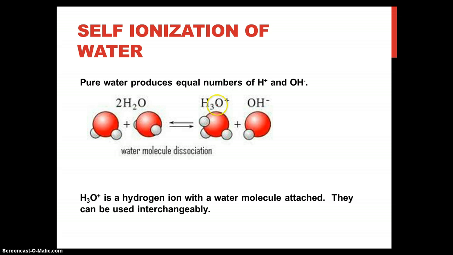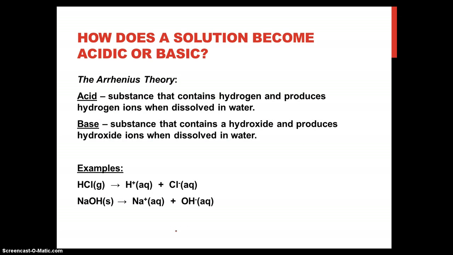Now, the H3O+ is called hydronium. And it's actually the same thing as H+. We don't always use the water that the hydrogen is attached to. Sometimes we leave the water part out. So we can say that a hydronium ion, H3O+, and a hydrogen ion, which is H+, those two things are equal to each other, or they're interchangeable with each other. Okay?